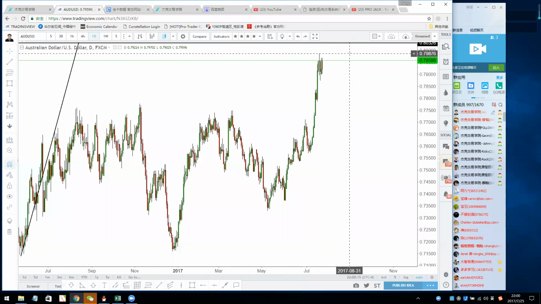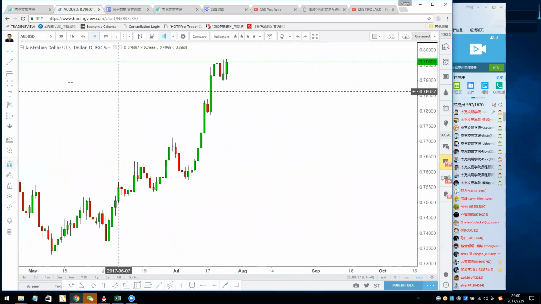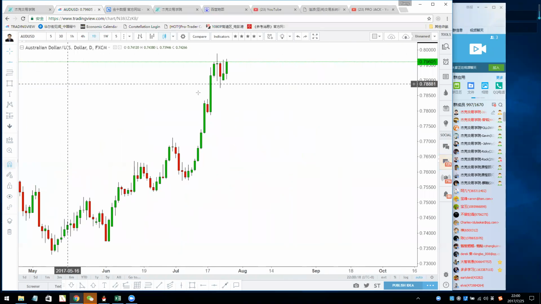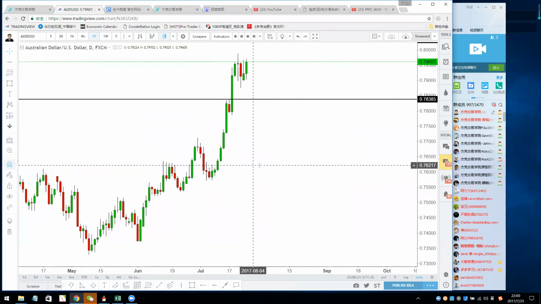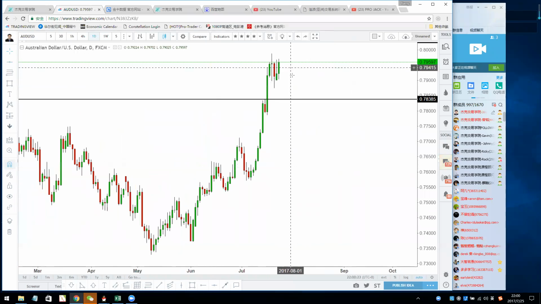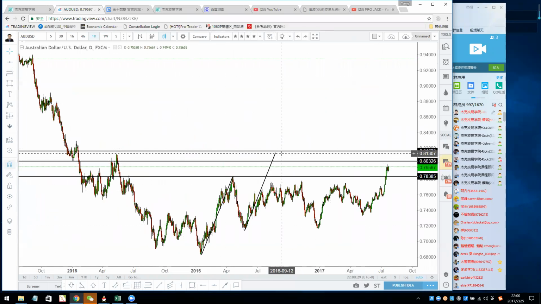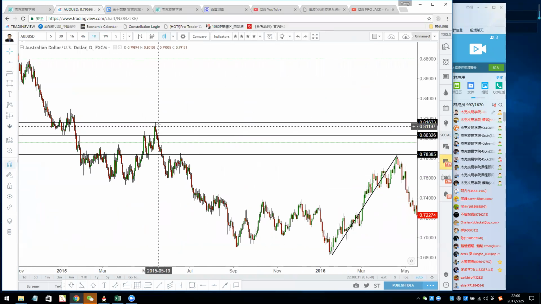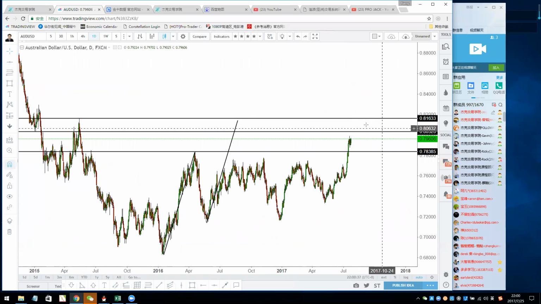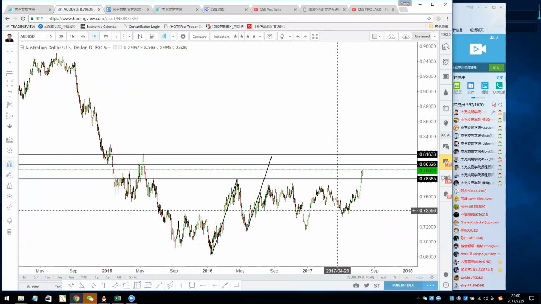Buy the pullback. A very good buying opportunity will be here at 0.7838. Wait for price to pull back here and buy. Then wait for this ABCD pattern to complete. Wait for the price to go into the battle zone here, 80.30, and focus on short. That is for the Aussie.